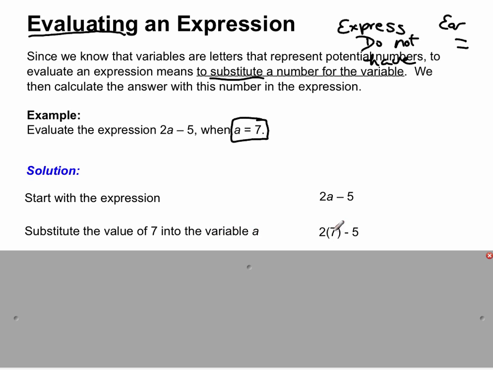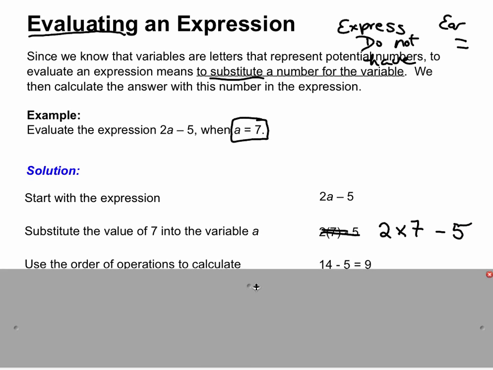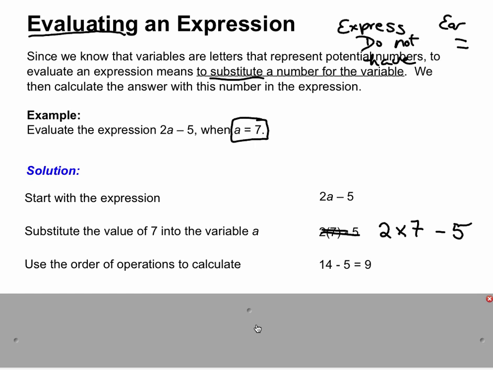If you don't like the brackets, what this actually means is 2 times, we're going to take the a out, put the 7 in, substitute, minus 5, because that's what that means. 2 times some number minus 5. If I said 5, if I said 7, my apologies. Now after I substitute, I'm going to use the order of operations to calculate. So I do my multiplication. 2 times 7 is 14 minus 5, and I get an answer of 9.